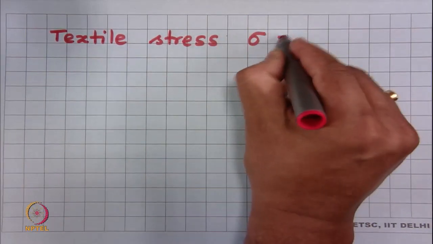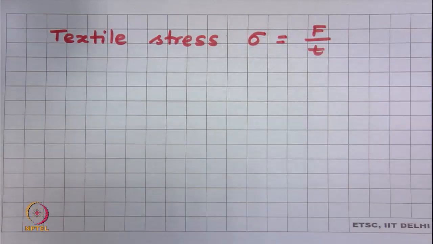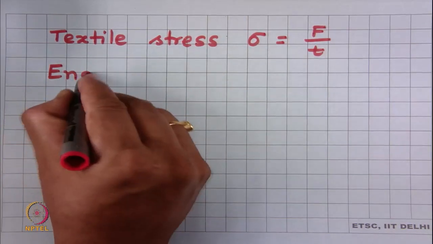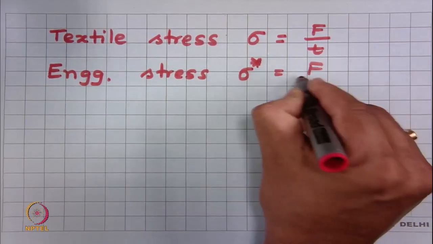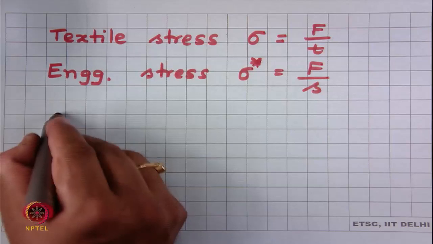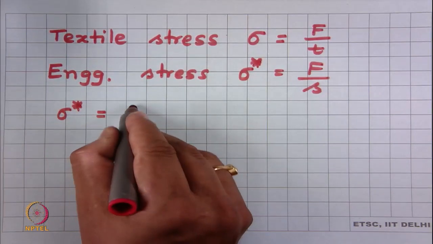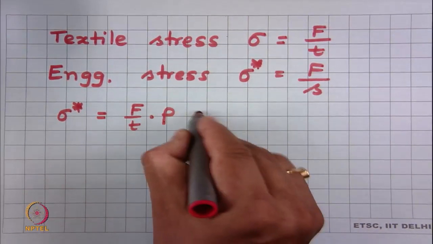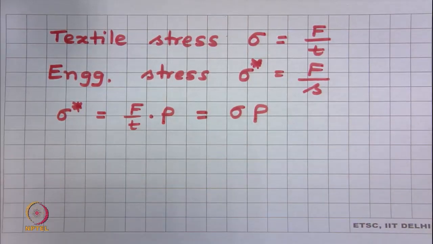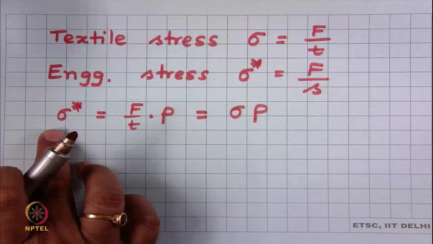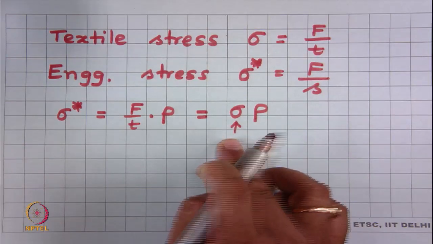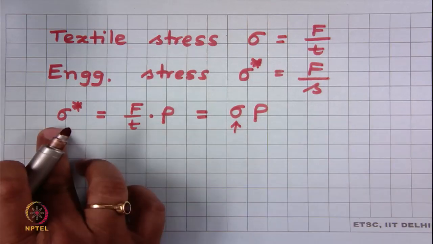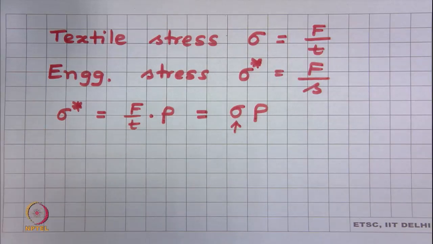We use a symbol sigma, which is equal to F by T, and there is engineering stress, which is a very popular term, sigma star is equal to F by S. We have just now derived that sigma star is equal to F by T into rho. So, F by T is sigma into rho. So, it is not difficult to determine engineering stress for textile fiber. This quantity we often determine practically. If we multiply by density of fiber, we can find out engineering stress of a fiber, right.